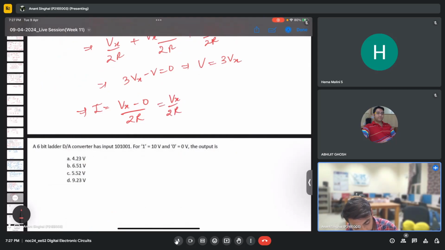And now we can clearly see here that Vx is nothing but V by 3. So this will be minus Vx, because it is internal and the current is going outside. So this will be minus Vx by 2R, which will be minus V by 3 into 2R. That will be minus V by 6R.